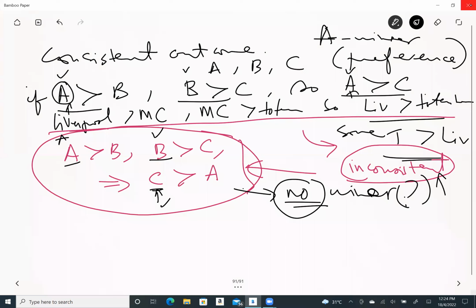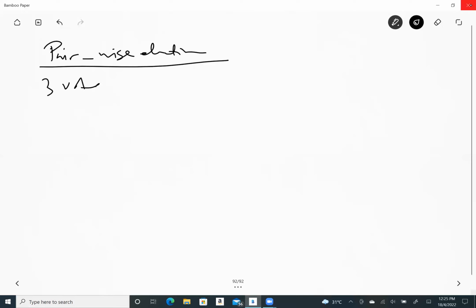All right. First, we're going to look at consistent outcome. Okay, consistent outcome, and then you look at that possibility, and we have to see why that happened. All right. So let's look at a simple model. You have here 3 voters. Okay, so here pairwise. Pairwise election. I have 3 voters.